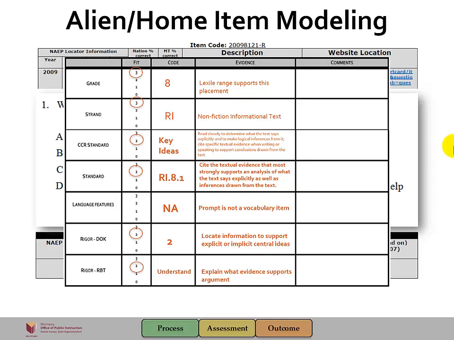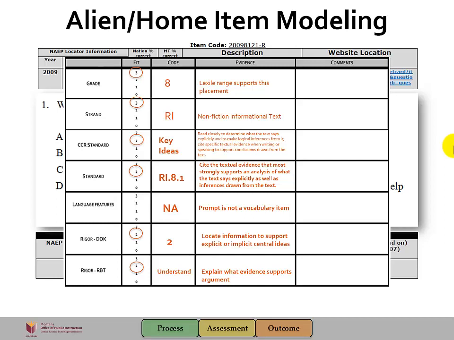What standard is being met by this item? This would be informational grade 8, standard 1, placement. They should cite the textual evidence that most strongly supports an analysis of what the text says explicitly as well as inferences drawn from the text. The language feature of this prompt is not applicable because this prompt is not a vocabulary question.